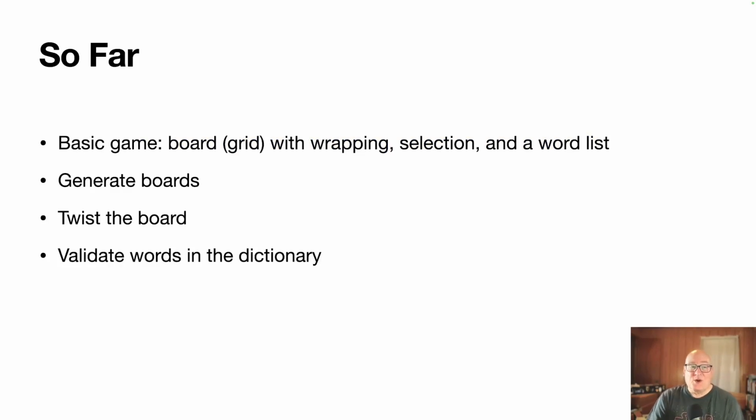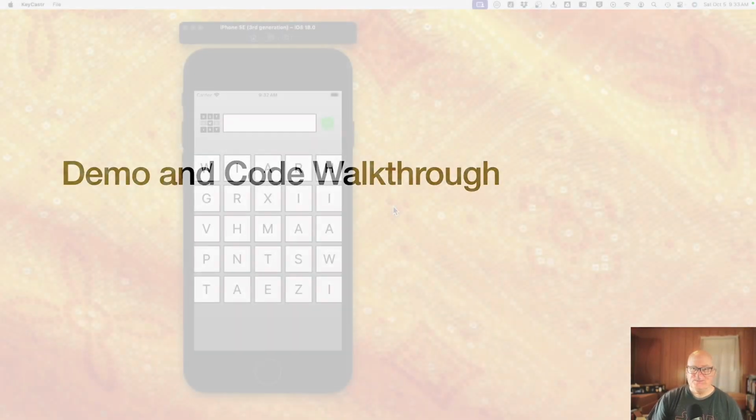Okay, so far this is covering 2 weeks because I didn't do a summary last week. First, we built a basic game with the board or grid with wrapping around, selection, and a list of words you've guessed. And this last week we focused on generating boards, twisting the board so it physically kind of rotates, and validating words in the dictionary. Let's do a demo and take a code walkthrough.